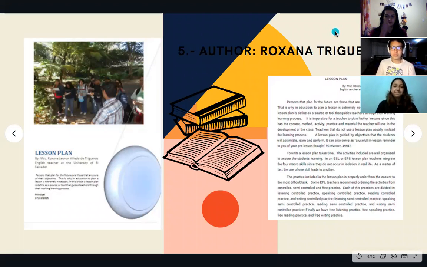Another author, according to Roxana Trigueros, is that persons who plan for the future are those who are sure of their objectives. That is why in education planning a lesson is extremely necessary. In this article, a lesson plan is defined as a source or tool that guides teachers through their working and learning process. It is imperative for a teacher to plan his or her lesson since this has the content, method, activity, practice, and material that the teacher will use in the development of the class.